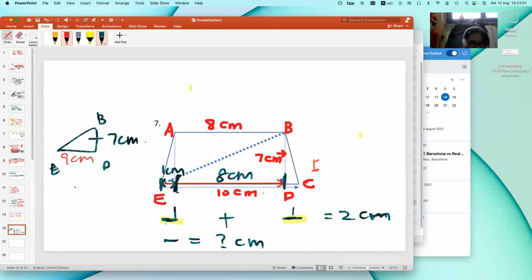So therefore, area of triangle is half times base times height. So half times base 9 times height 7. Yeah, that's right. I will let you use the calculator and do it. No need to do it now.